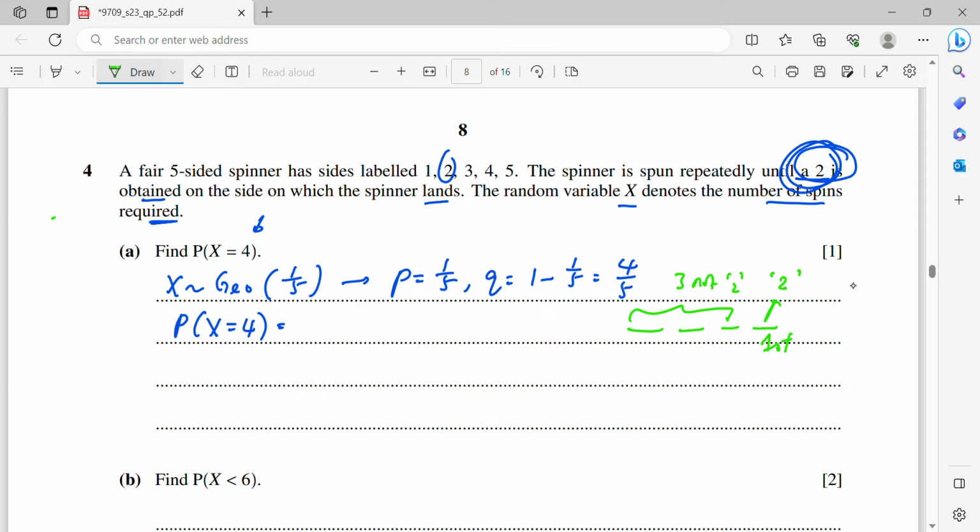Now since the experiment is independent, it will be probability of failure for 3 times, because 3 times of not success. So I will get (4/5)^3, and then the last one is success, 1/5. Then you will be getting 64/625. So that's the solution for A.